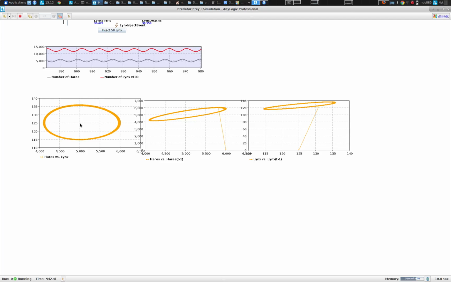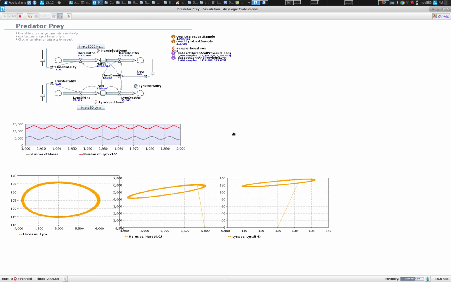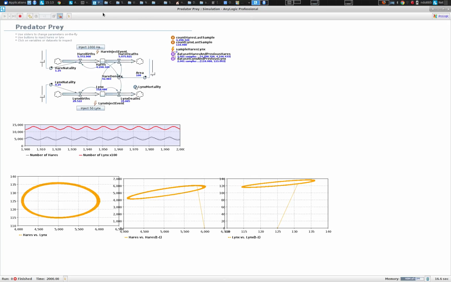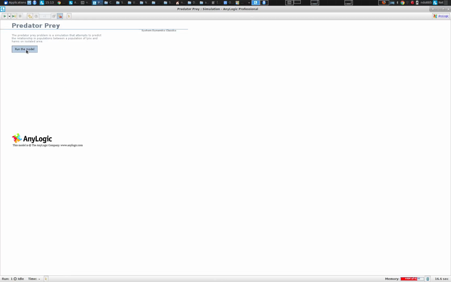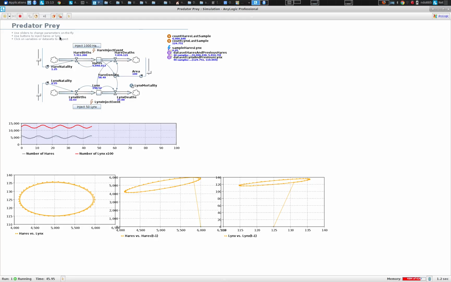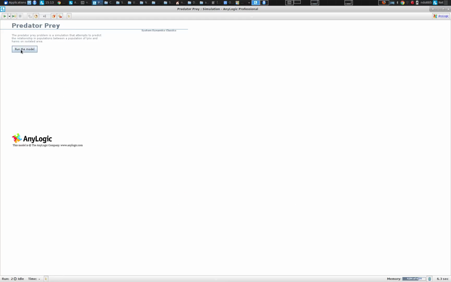The point right in the center here is actually totally fixed. If we had precisely, it looks to be 5,000 hares and 125 lynx, it would be completely fixed. We could test that here by stopping this. I stopped the model. I'm going to run it for a very short period of time.